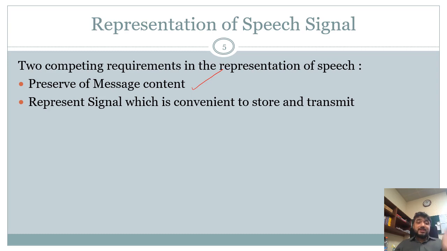So the competing requirement is that we want to lower the size to efficiently and conveniently store and transmit the files. But when we make the size smaller, the preservation of the message content could suffer as a result. So therefore, what we're going to see here is, as you also see in the domain of image processing and representation of videos and so on, that there are certain losses which are acceptable for various requirements.